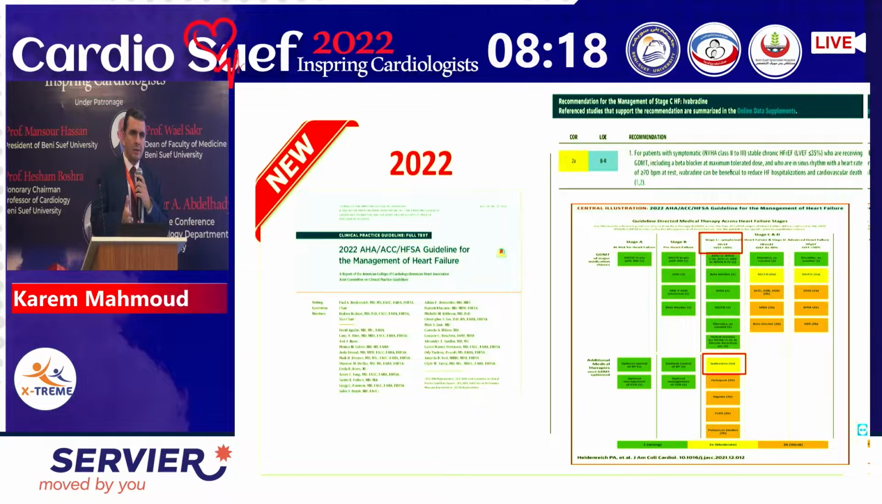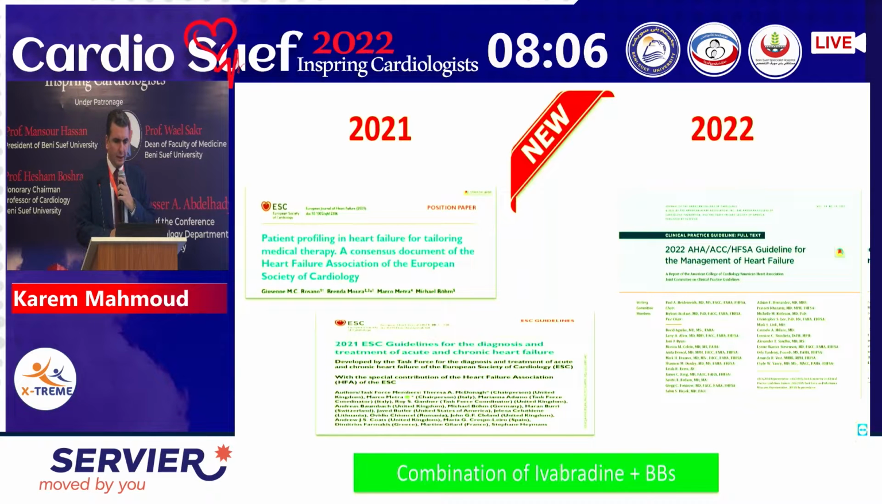American guidelines came in agreement with the European guidelines and added a similar statement for ivabradine in HFrEF patient. فدي كانت الكونكلوجن بتاع different guidelines والposition statement for the importance of this combination therapy, which is a beta blocker in addition of ivabradine in the patient with chronic heart failure especially.